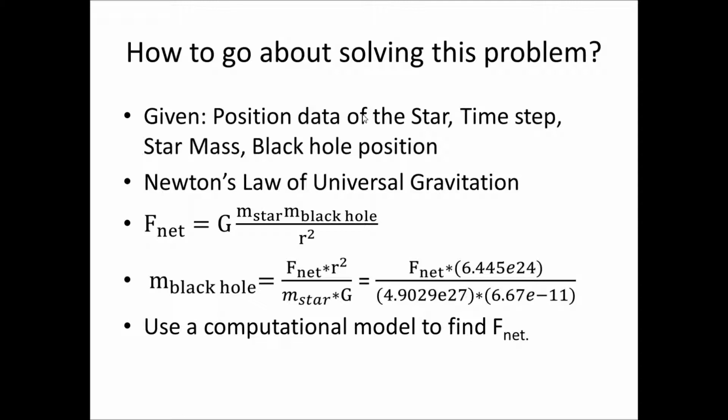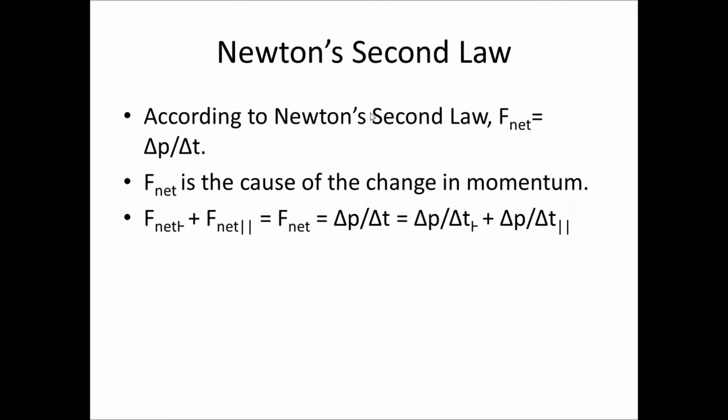We can rearrange this to solve for the mass of the black hole, and using given values we can calculate all the required variables except for net force. I then decided to use a computational model to find net force. In the computational model, I will use Newton's second law in the form net force is equal to change in momentum divided by change in time. The net force is the cause of the change in momentum during the time change. Newton's second law also applies to the parallel and perpendicular components of Fnet and dp over dt, which I will discuss further later in the presentation.